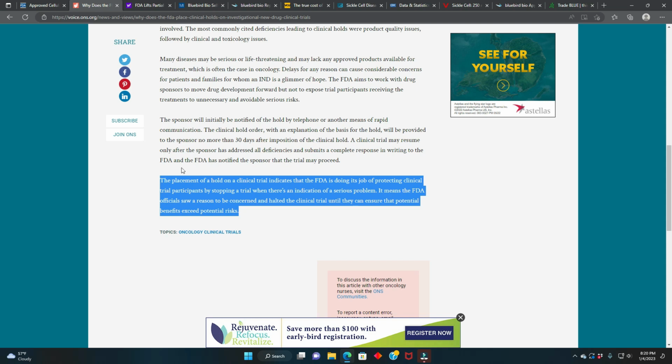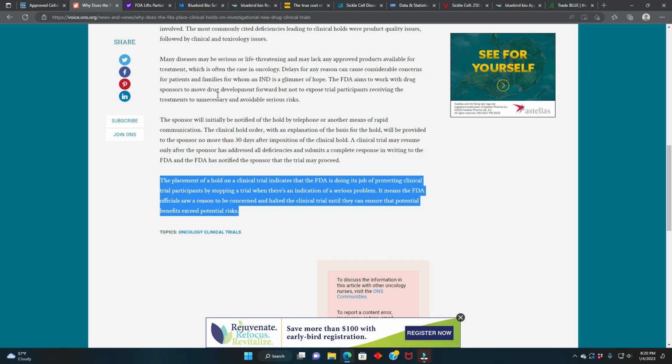So here, the placement of a hold on a clinical trial indicates that the FDA is doing its job of protecting clinical trial participants by stopping a trial when there's an indication of a serious problem. It means the FDA officials saw a reason to be concerned and halted the clinical trial until they can ensure that potential benefits exceed potential risks.